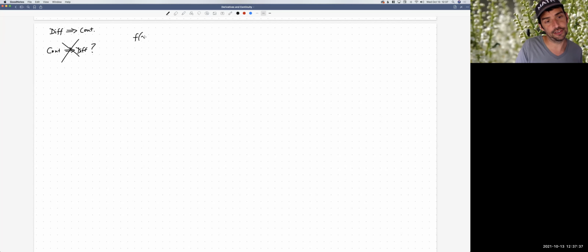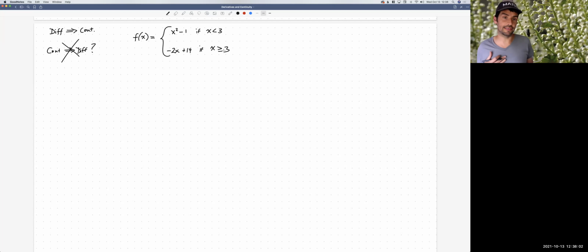So here's a function, a piecewise function: f of x is equal to x squared minus 1 if x is less than 3, and negative 2x plus 14 if x is greater than or equal to 3. Both pieces are polynomials, and we know that polynomials are continuous on their whole domains. So these pieces above and below 3 are going to be continuous at all those points anyhow. The only point where we might have a problem is where they connect.